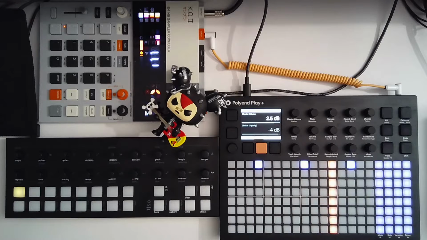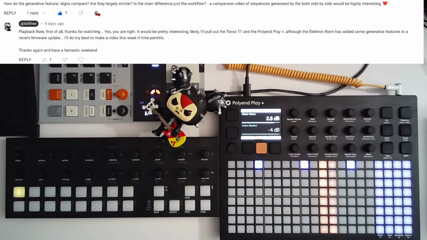Yeah. So had a request come in from Playback Rate wanting to know about the generative features and algorithms and how they compare side by side. They meaning Polyend Play Plus and the Torso T1. Torso is not even available anymore.